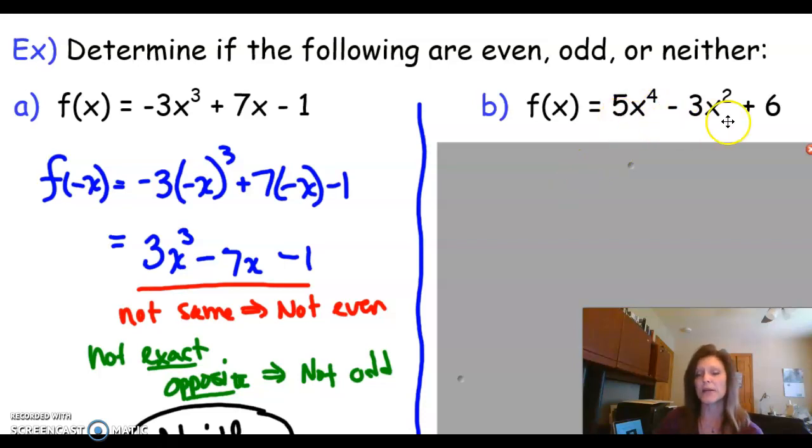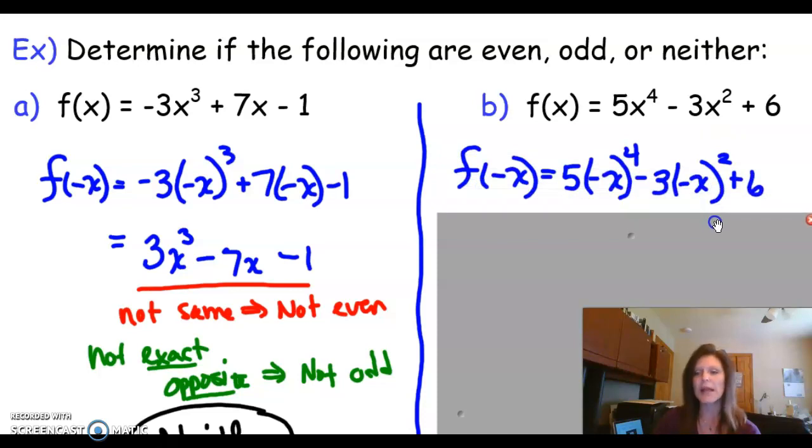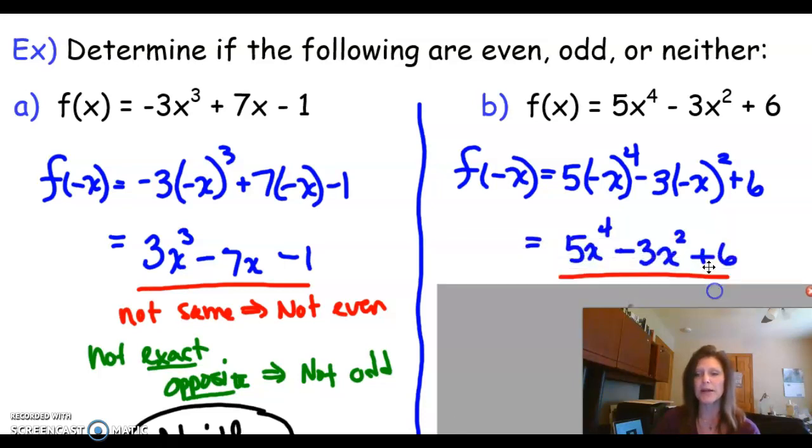What if I have f of x equals this function, 5x to the fourth minus 3x squared plus 6? Same basic first step. Plug in negative x for all my x's, and then we're going to simplify. So if I simplify this one, when you take a negative to an even power, you're going to get a positive. So same thing there. So these end up being exactly the same as the original function. Well, if it's exactly the same as the original function term by term, then what we have is y-axis symmetry or an even function. So you can always verify by graphing these.